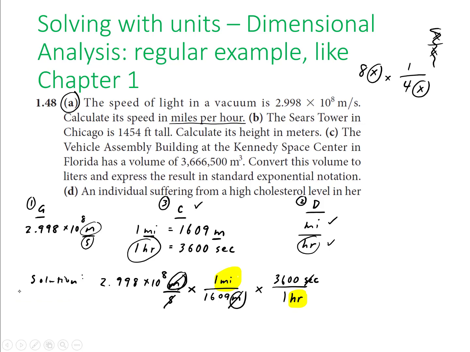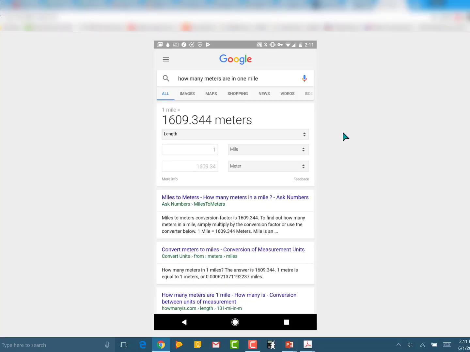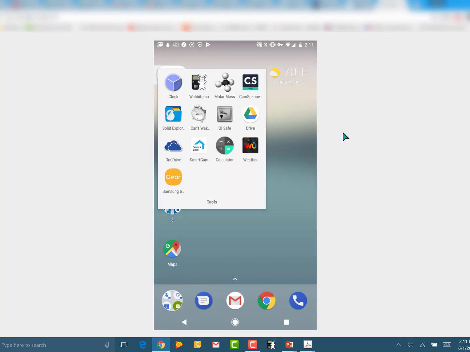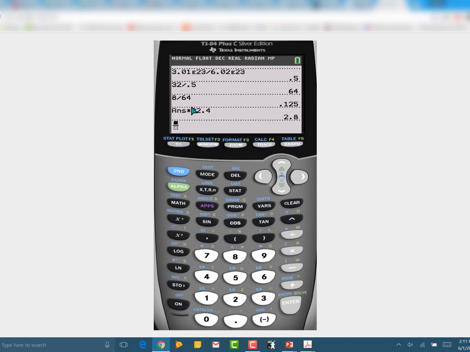So now I just need to enter this into my calculator. I have a little tip for your calculator. I have this casting from my phone. I'm going to open up my calculator, and I like this where you go second, F1. So I'm going to hit the green key, this alpha, and then F1. And I really like this fraction right here. So I'm going to take that. Okay, and then I'm going to enter my number here. So the speed of light, 2.998.